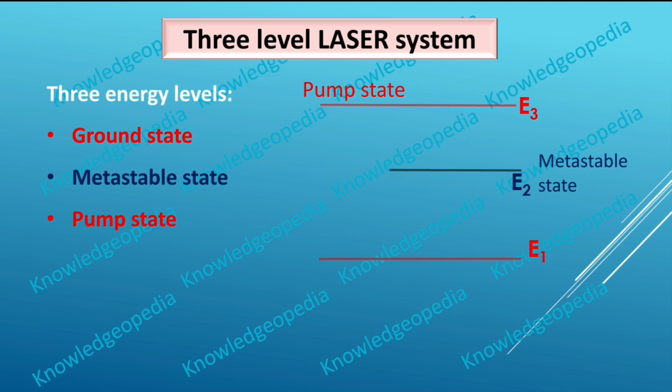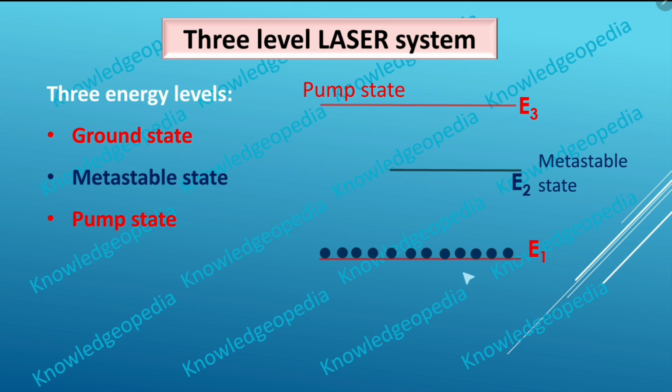Further, we have seen that in a two-level system, it is very difficult to achieve population inversion and hence lasing is not possible in two-level systems, right? Now we will see whether it is possible to attain population inversion and lasing action in a three-level system. We all know that the atoms will generally be in the ground state. So E1 is the ground state and these are the atoms at the ground state.